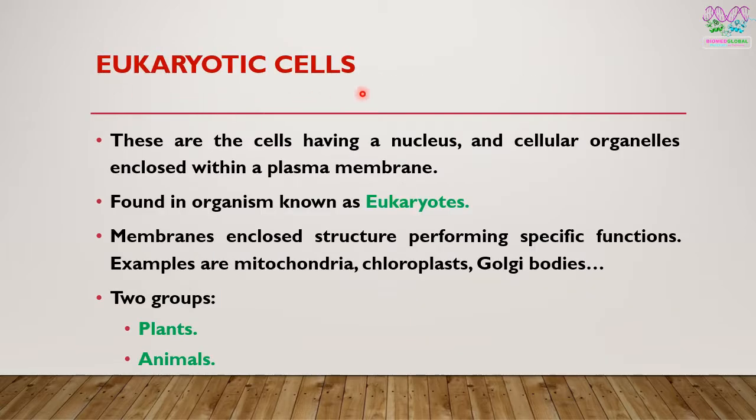So what about the eukaryotic cell? Eukaryotic cells are the cells having a nucleus and cellular organelles enclosed within a plasma membrane. These cells are found in organisms that we call eukaryotes, and membrane-enclosed structures perform specific functions within the eukaryotic cells, like mitochondria, chloroplasts, and Golgi bodies. There are two groups of eukaryotic cells, plants and animals.